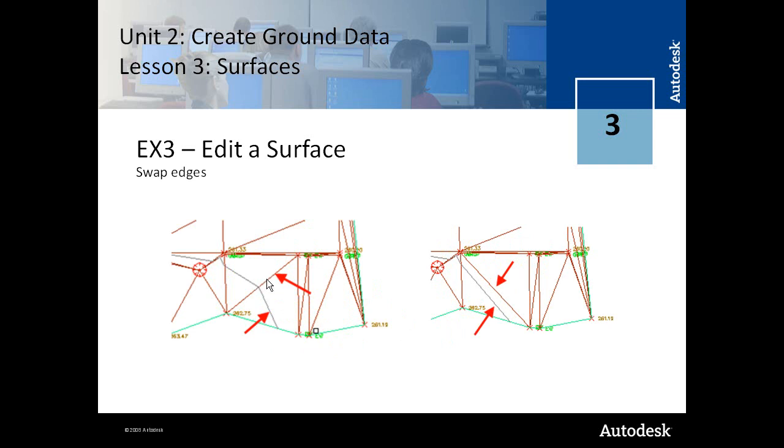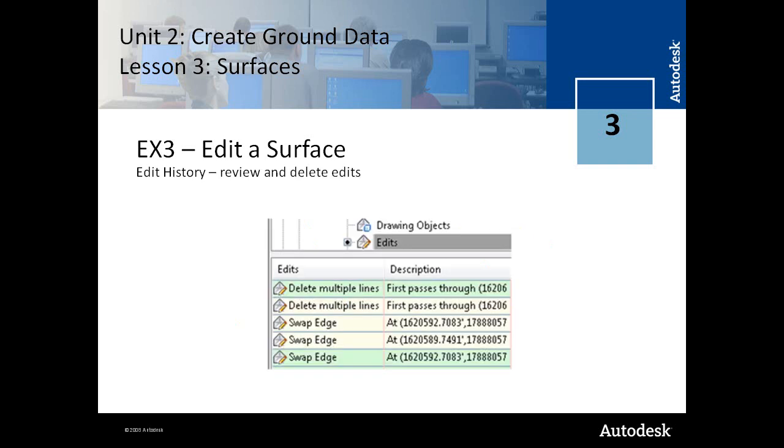You can also swap an edge, and this is typically done to clean up the contours. You're not going to want to be using the swapping edge command for break lines. You should be using break lines in the first place. And as I just displayed, the edit history allows you to review and delete any edits you made on the surface.